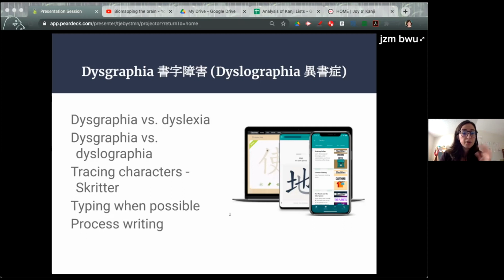So another useful support for your students who have dysgraphia as part of what's going on for them: let them type whenever they can. Whenever creating the character is not the goal of the assignment, allow them to type or allow them to dictate verbally and have the computer do voice to text.